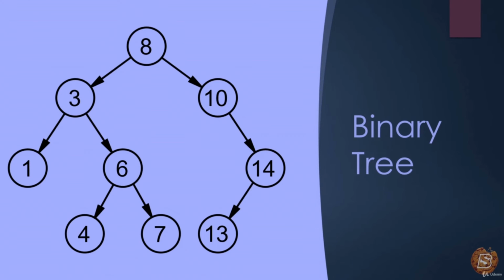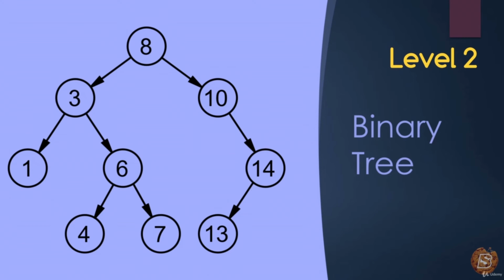If you want to analyze it further, a tree can be broken down into levels. Let's call the root node level 0. And then at level 1 we have these 2 child nodes, 3 and 10.